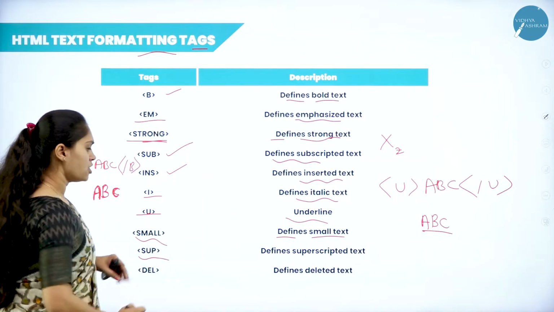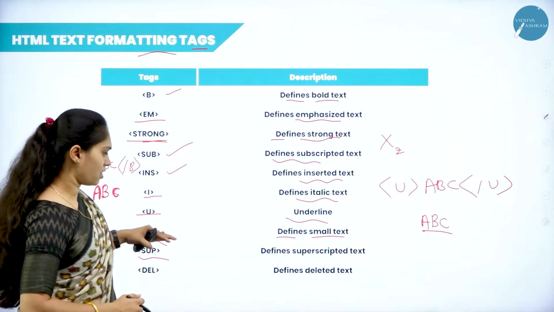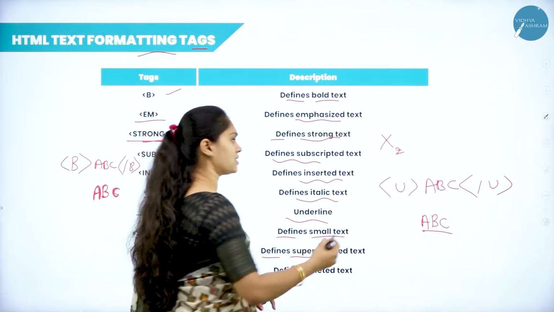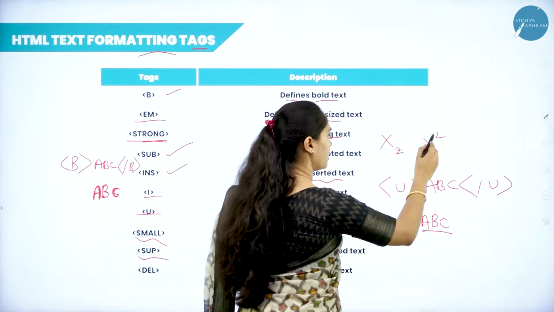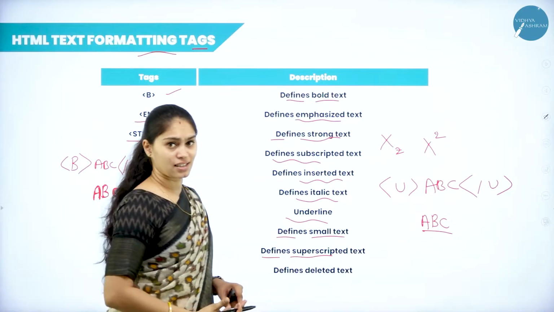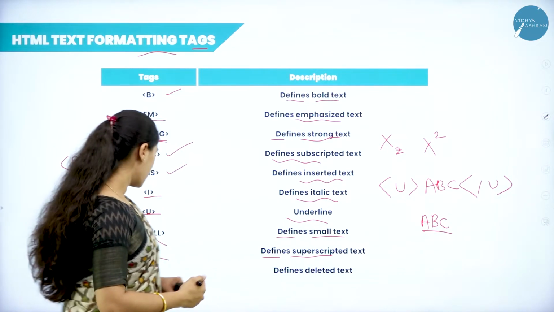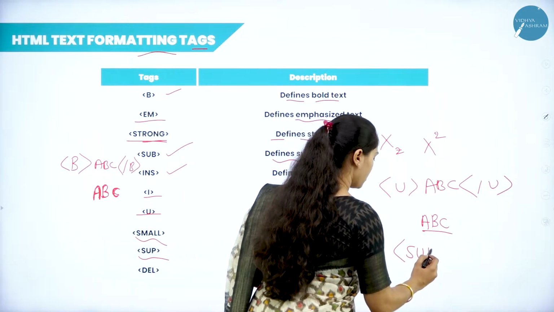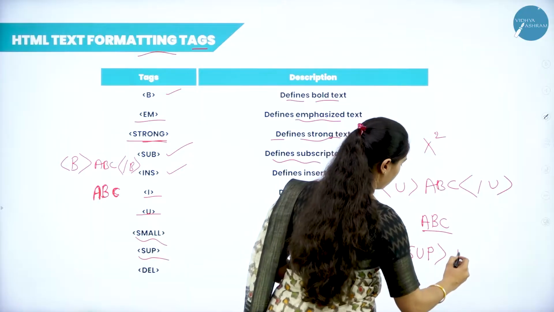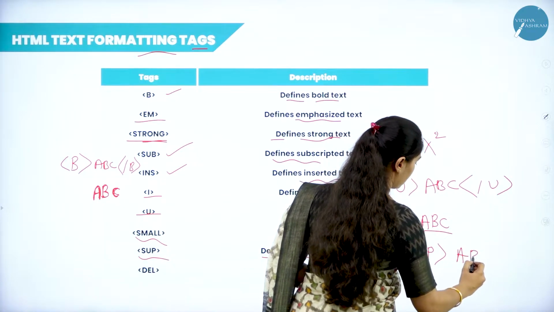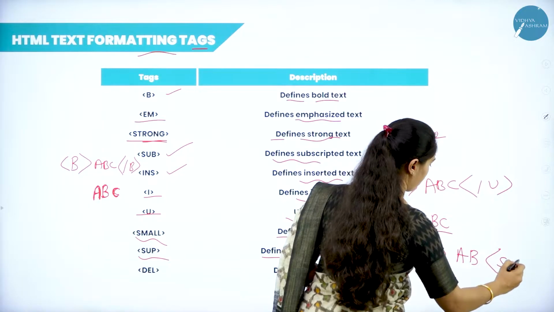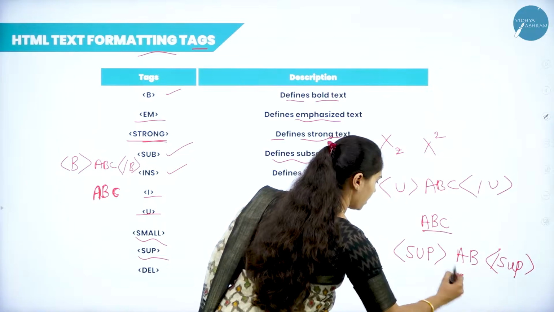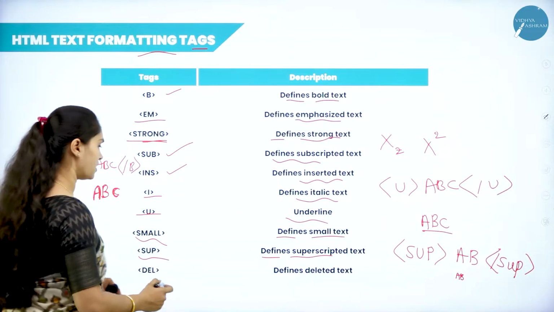Then we have superscript. It is just opposite to subscript. So here it defines the superscripted text. For example, if I wanted to have content like this, or if I wanted to have a text like this, at that time I can use this SUP tag. For example, if I write SUP and AB, I need to close here. Then how is it going to appear? It will appear as a superscripted text.